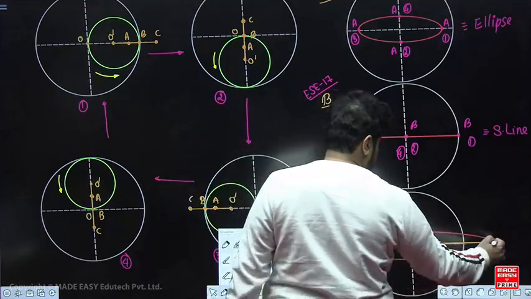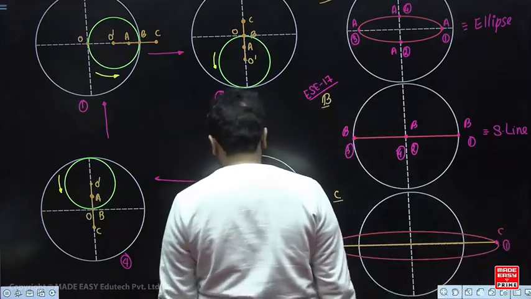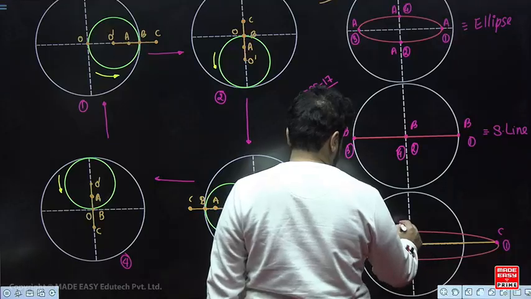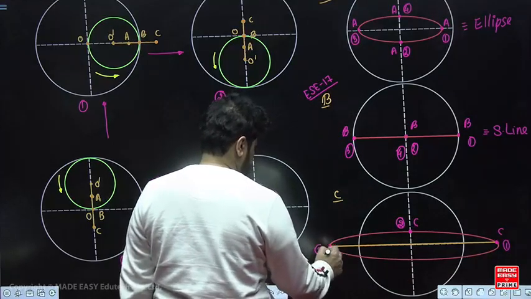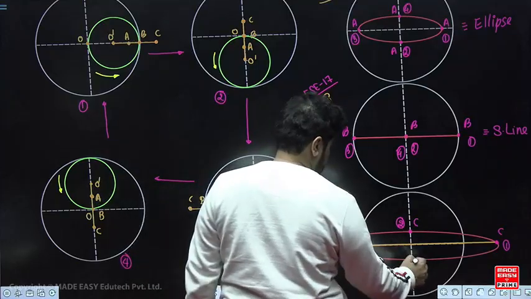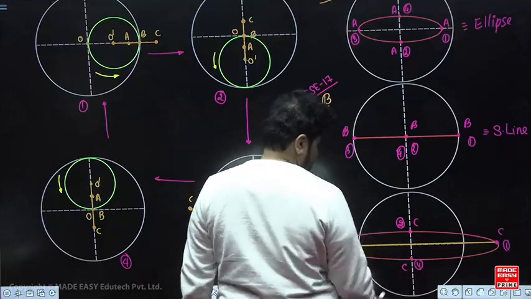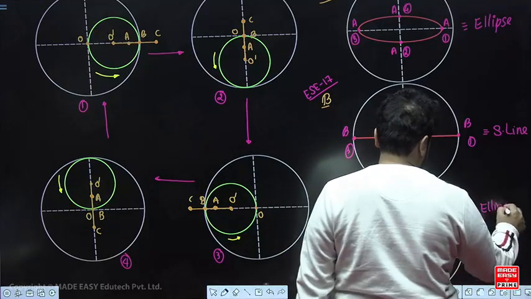ठीक है. So initially C point was here from figure number 1. Then in figure number 2, where is C? C is upward. This is from figure number 2, the position of C. Figure number 3, position of C. And figure number 4, this is the position of C. Again what is it forming? It is forming an ellipse.